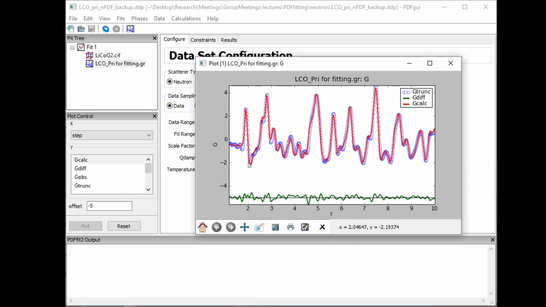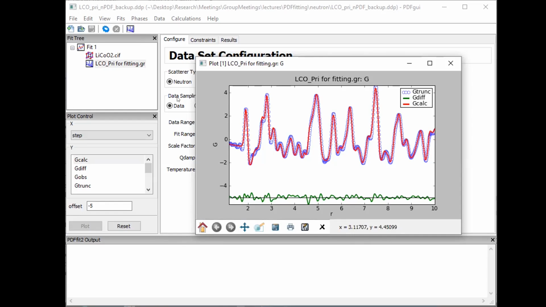So this is the fitted Neutron PDF data. It's also PDF, but just a Neutron. It's already fitted using the lithium cobalt oxide structure. So this is the fitted structure. We see the local structure can also be well accounted for by the average structure, meaning that for the lithium cobalt oxide, there's no real local structure complexity. Everything can be described simply by the lithium cobalt oxide layer structure.